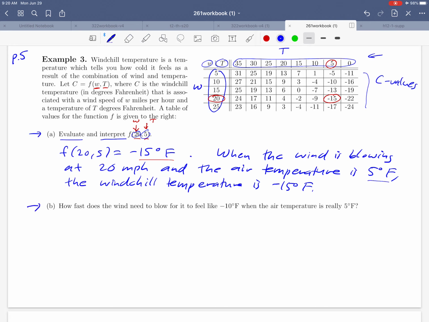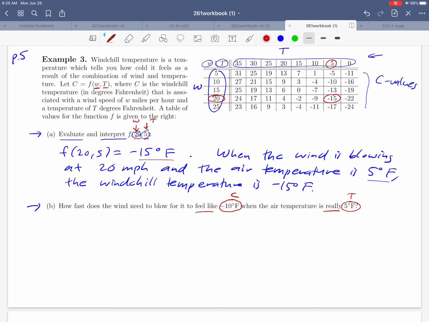Okay, now what about part B here? This is asking us a question with a little bit of a different twist to it. How fast does the wind need to blow for it to feel like negative 10 degrees Fahrenheit when the air temperature is really 5 degrees Fahrenheit? So to answer this question, it would help to kind of nail down what these numbers are. What variables do they represent? So for it to feel like negative 10 degrees Fahrenheit, that's a wind chill temperature. So that's a value of C. But the real temperature of 5 degrees Fahrenheit, that's going to be T, according to the way that our variables were given to us in the problem.